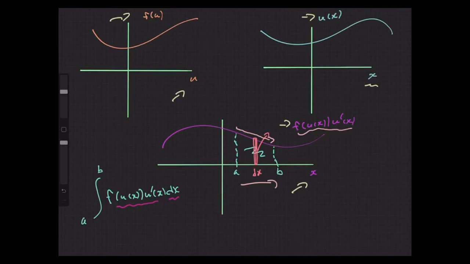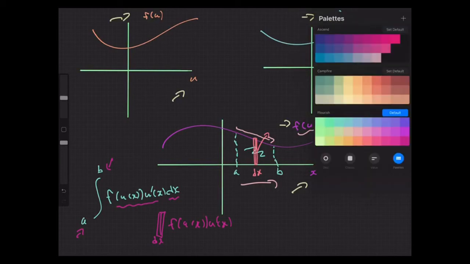This is telling us that x is going to vary from a to b, and as we go, we're going to be summing up all these little rectangles with infinitesimal width dx and height f of u of x times u prime of x. And again, this is not actually what's happening. This is very hand wavy. This is actually a limit of Riemann sums, but this is a way that we can think about this for intuition.